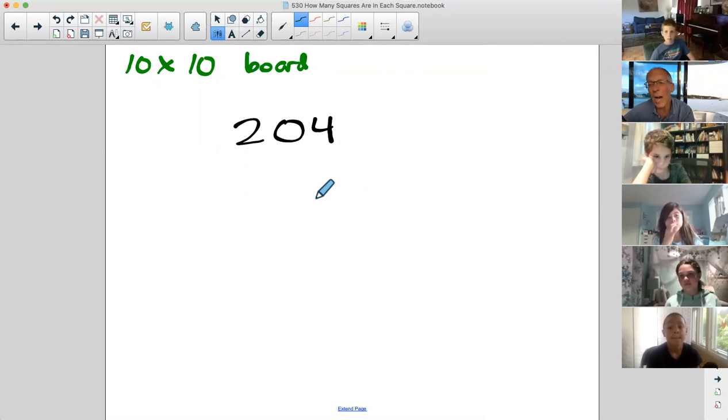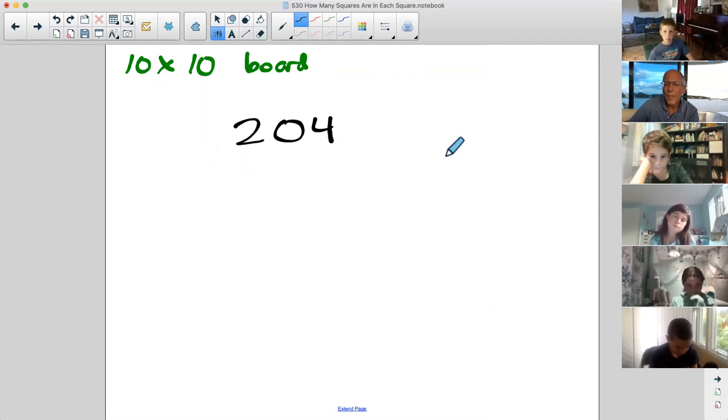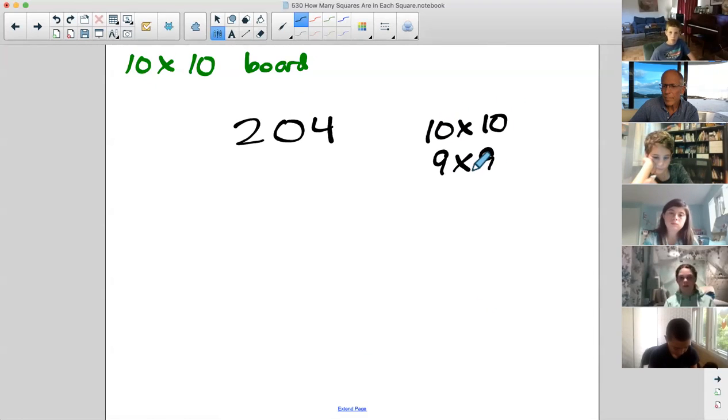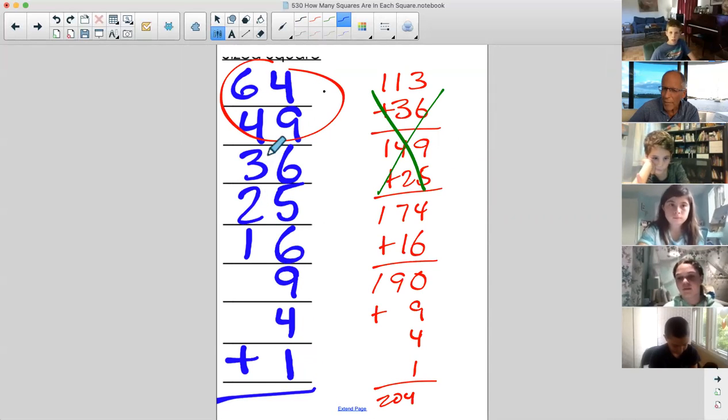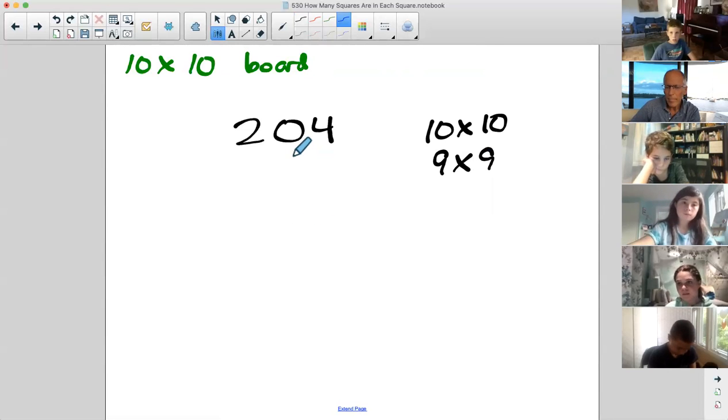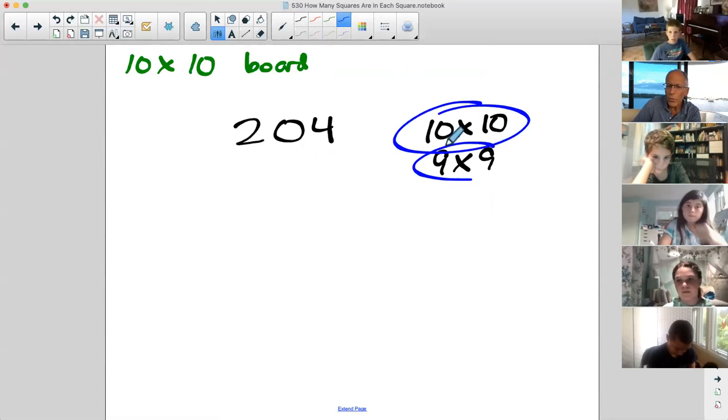Maybe, but guys, aren't we missing the 9 times 9 and the 10 times 10? Here we have all the squares up to 8 squared: 1, 4, 9, 16, 25, 36, 49, 64. We need 2 more squares. What are those 2 squares?